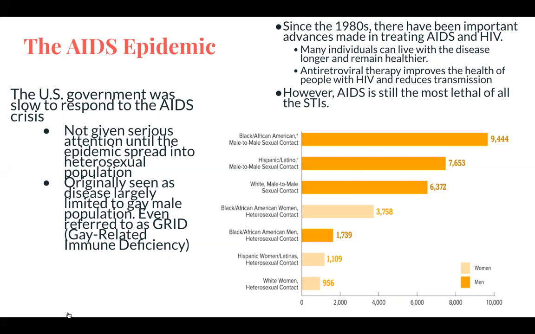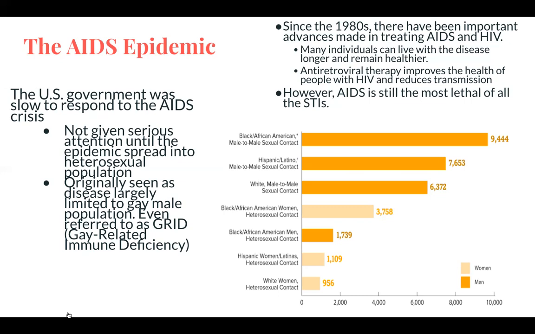And of course, it spread into the heterosexual population largely because, once again, sexual behavior is a continuum. Men who were sleeping with men, not all of them were only sleeping with men, but they were sleeping with women who were sleeping with men. And so this is how people who did not engage in same sex relations found themselves having a disease that at one point was believed to be solely limited to the gay male population. It was even referred to as GRID, gay related immune deficiency. But ultimately it wound up being clear that that wasn't the case.